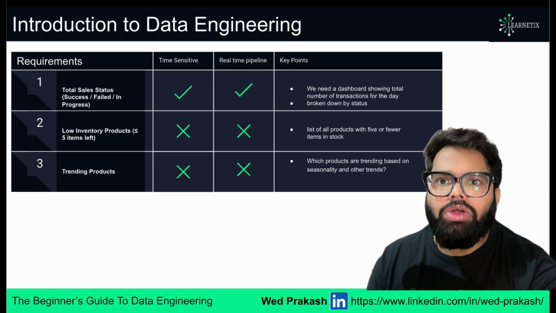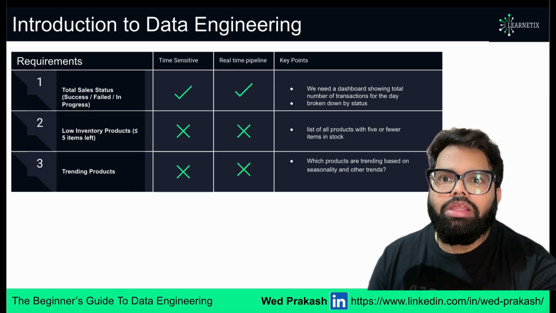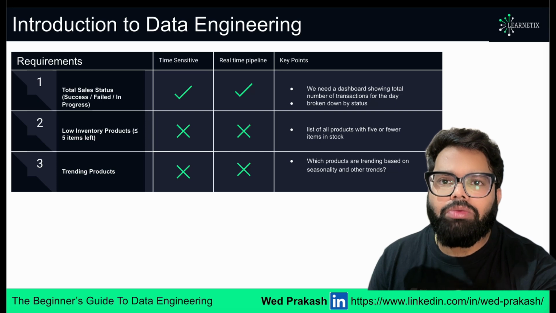Okay, so now it's clear we need two pipelines. One for requirements 2 and 3, which will be a batch pipeline, and another one for requirement 1, which will be a real-time pipeline. Now let's build both versions so you get the full flavor of data engineering pipelines.